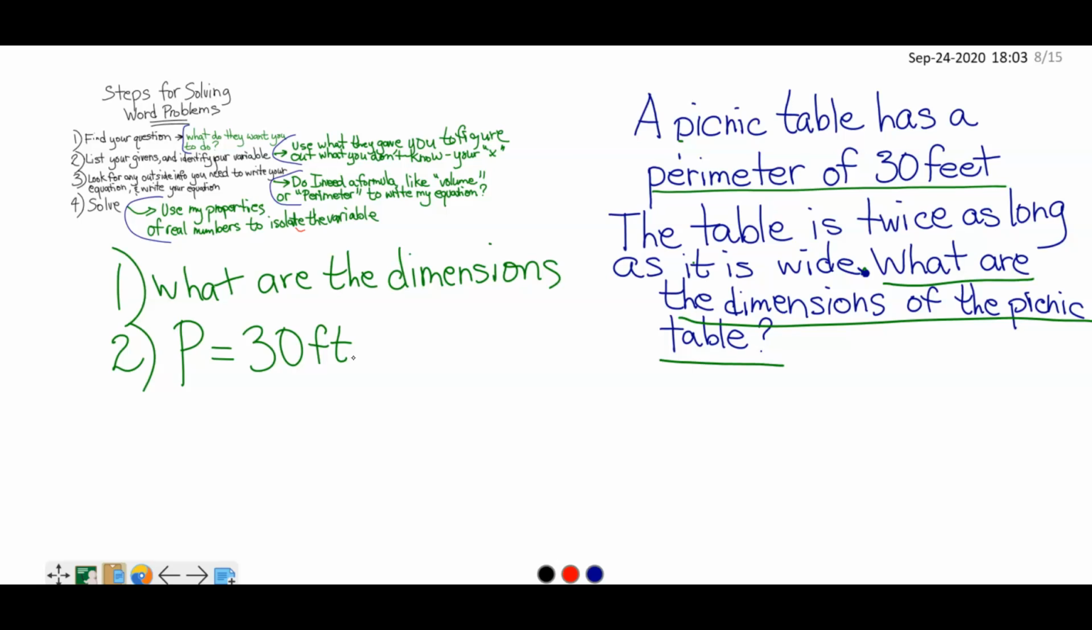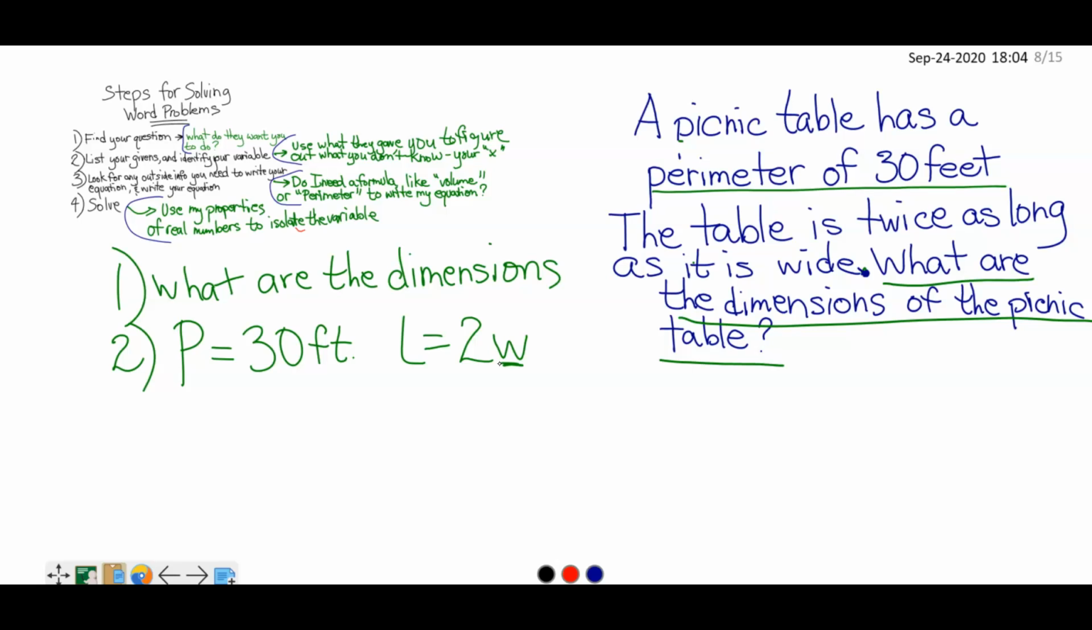So do they tell us anything about the width at all? No, they don't. They talk about the length, and they say that the length equals 2 times the width. So, aha, we have identified our variable. Our variable is going to be W, okay? Because you can only solve an equation for one variable.